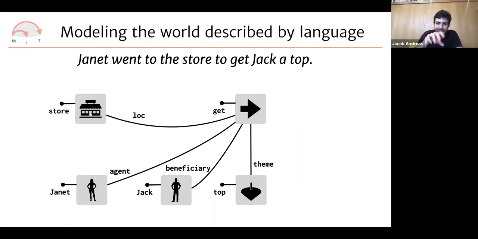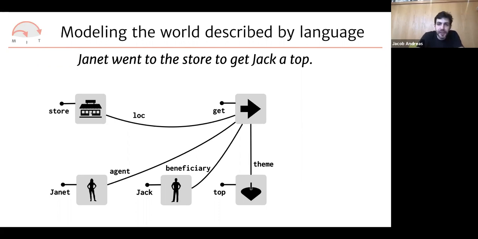Janet is the one doing the getting event, Jack is the beneficiary of the getting event, the top is the theme, and so on. For the actual semanticists in the audience, we're going to play really fast and loose with the actual formal details of these things. But at a high level, think of the state of the world as represented by a graph whose nodes are entities and whose edges are the relations between those entities or events.